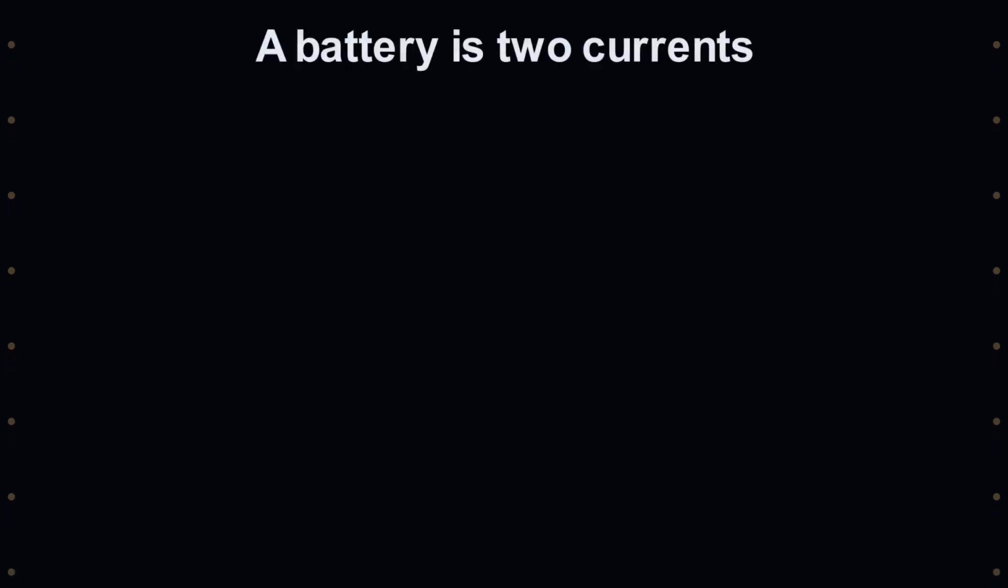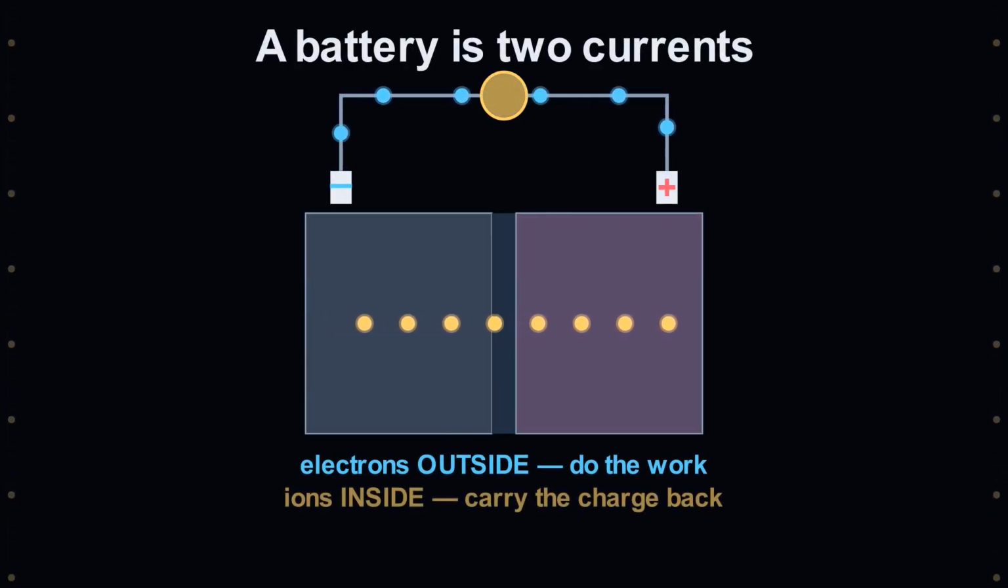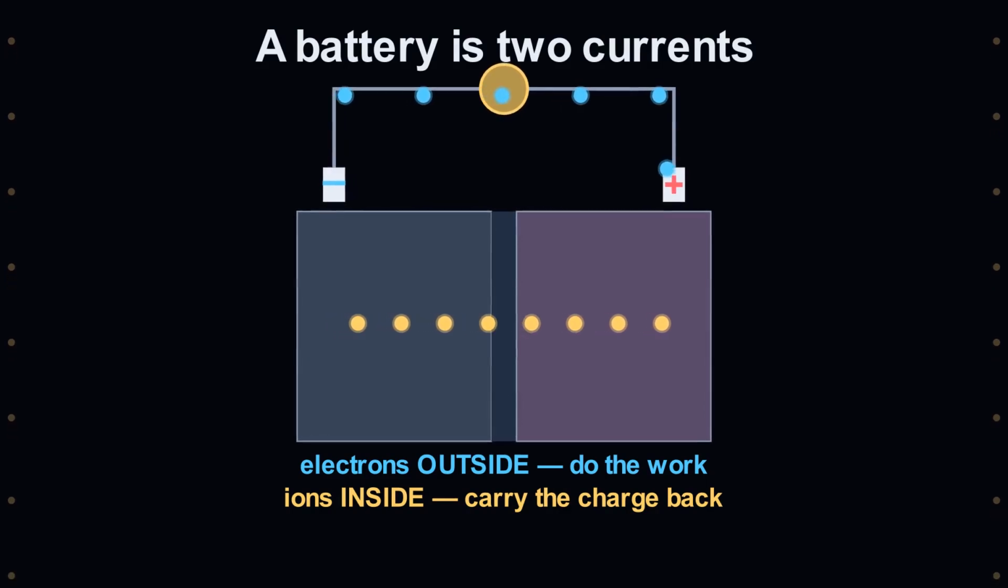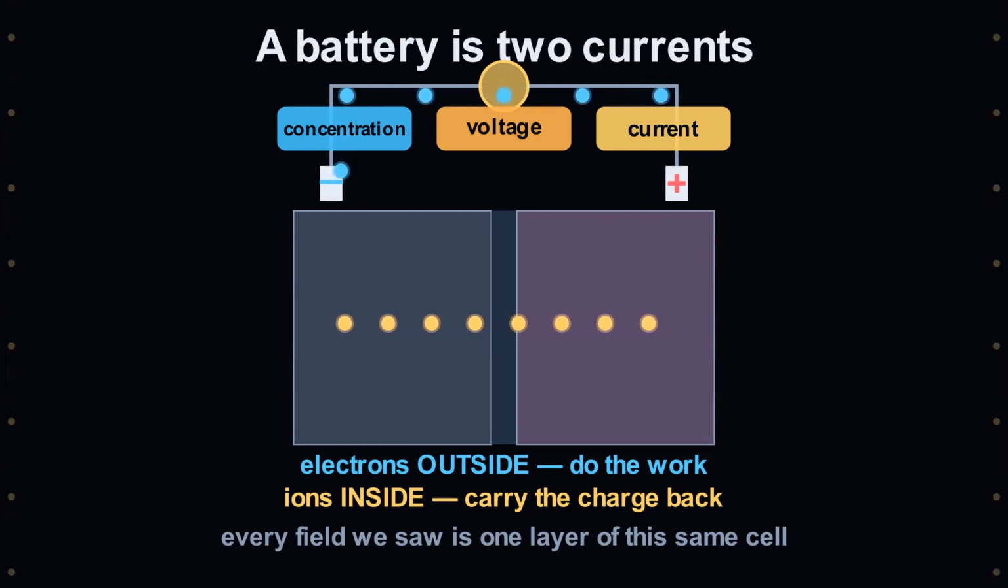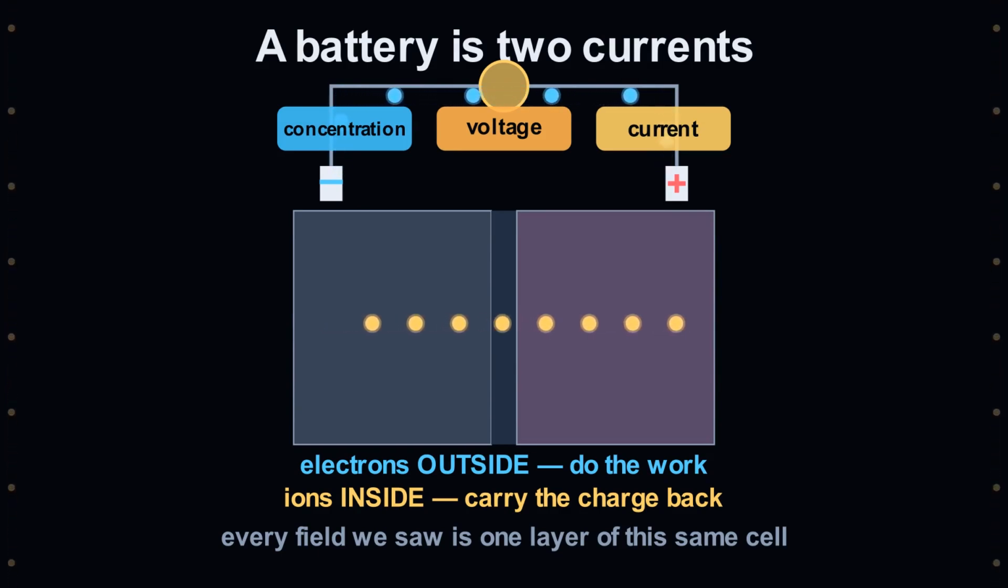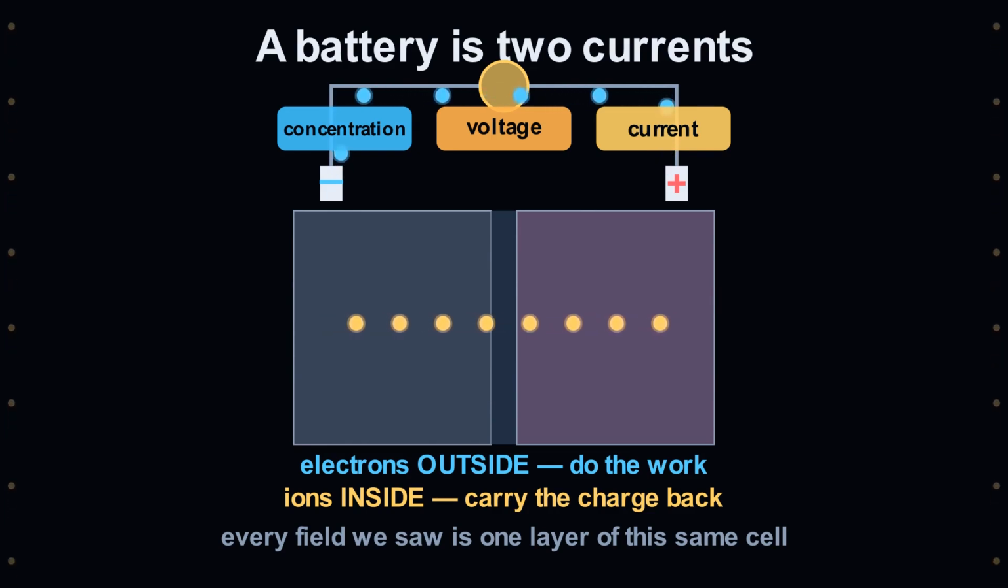So strip everything away and a battery is beautifully simple. Two currents. Electrons on the outside doing the work you actually want. Ions on the inside, quietly carrying the charge back. They meet at the electrodes and the whole thing runs until one side is full and the other is empty. The concentration, the voltage, the current, everything we just glimpsed is one hidden layer of this same cell.